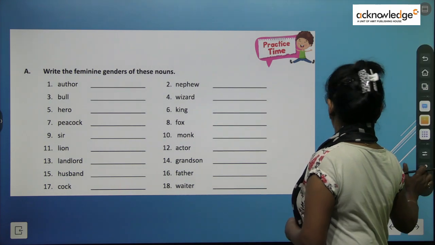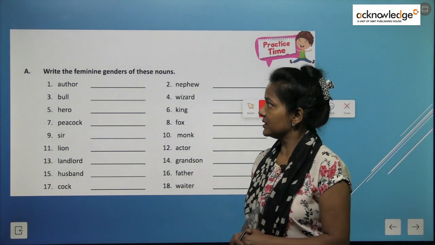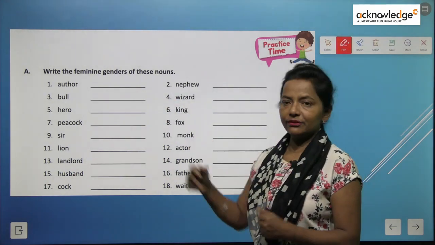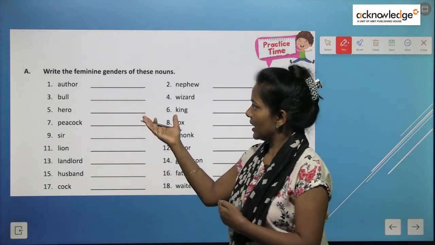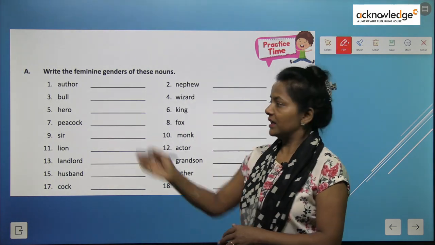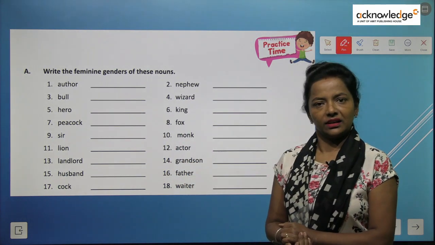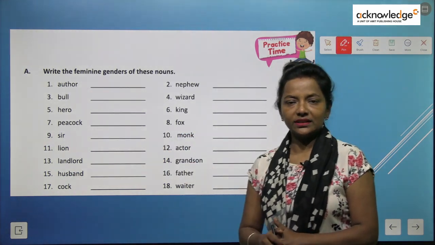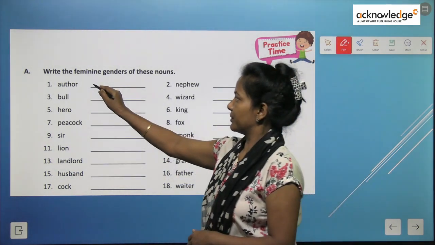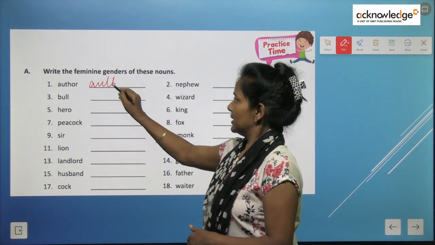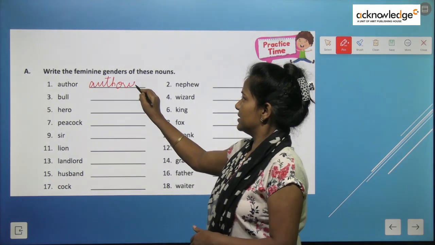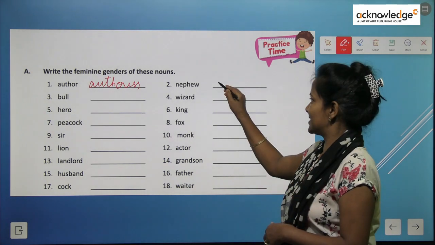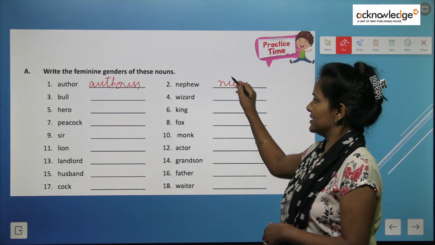What it says, write the feminine genders of these nouns. Some nouns are given here. We have to change these nouns into their feminine genders. These are all masculine genders. Fine. So let's start. Author. Author, feminine gender is authoress. A-U-T-H-O-R-E-S-S. Nephew. Nephew, niece. N-I-E-C-E, niece.